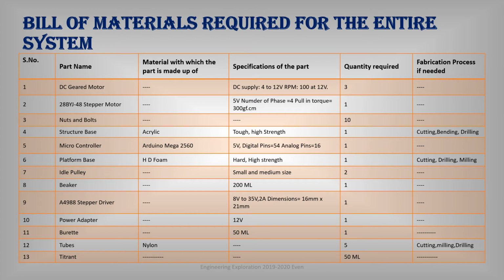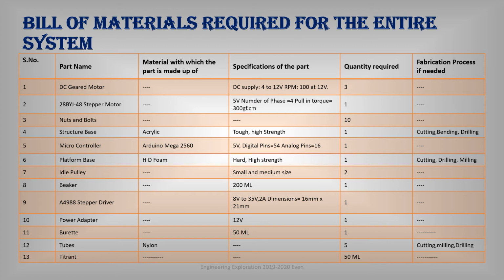You know what we are building in our course project. We need a list of materials, its specifications, and the quantity. The parts listed are DC motor, stepper drive, nuts, bolts, structure base, microcontroller Arduino Mega 2560, platform base made up of HD foam, pulley, beaker, stepper drive, power adapter, burette, tube, titrant.